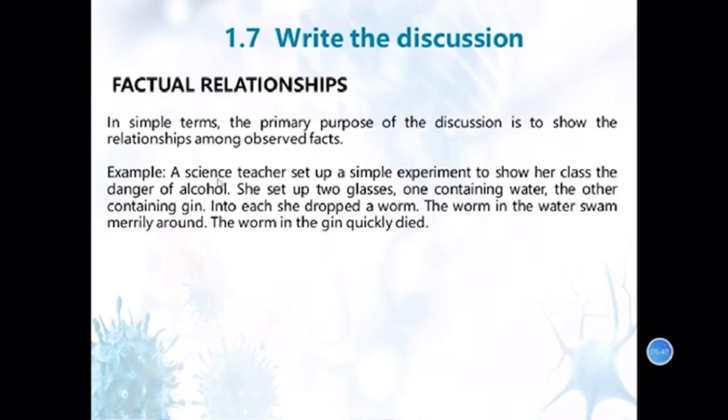Example: a science teacher set up a simple experiment to show her class the danger of alcohol. She set up two glasses, one containing water, the other containing gin. Into each, she dropped a worm. The worm in the water swam merrily around. The worm in the gin quickly died. This is the result. What can you get from the results? That is the primary purpose of the discussion.